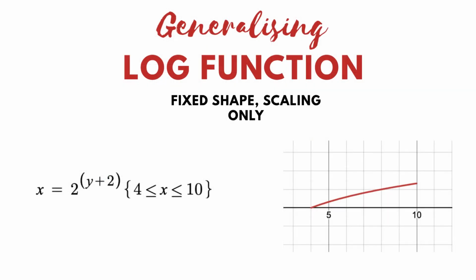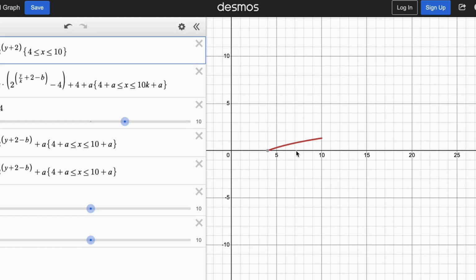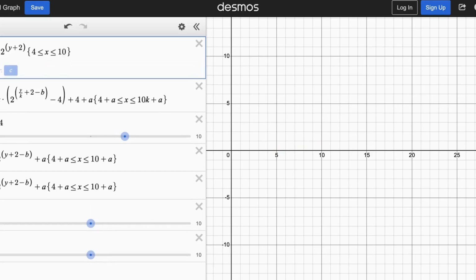Alright, now let's look at how we can scale the same function. The shape is going to be the same, but we're going to use something called proportional scaling, so that we can scale this up and keep the log function's shape as it is. So we need to scale horizontally as well as vertically. In order to scale horizontally, we divide our x by c.